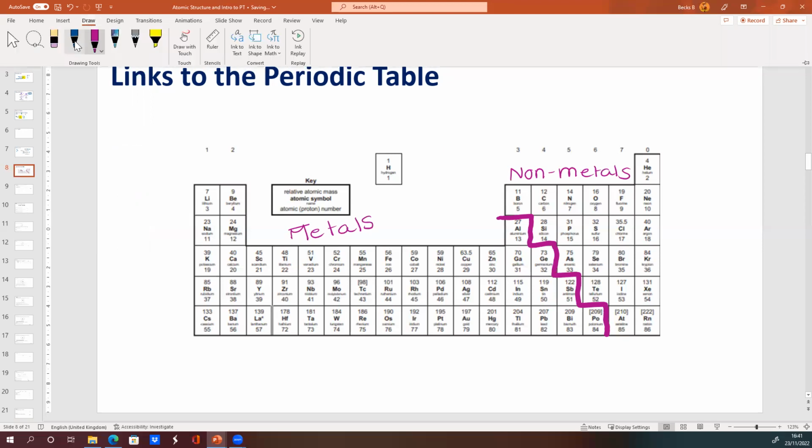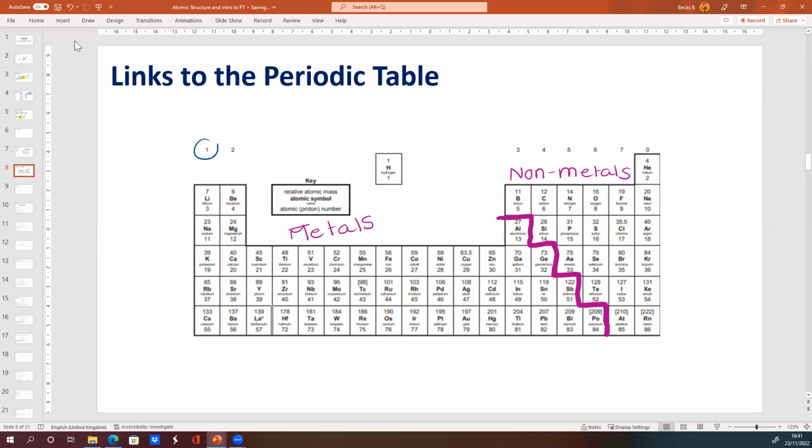We've got on here these numbers at the top. These are the group numbers. Hopefully you know the names of some of these groups, but the group number tells you how many electrons are in the outside shell. Okay, that's another bit of information it gives you. Electrons in the outside shell.